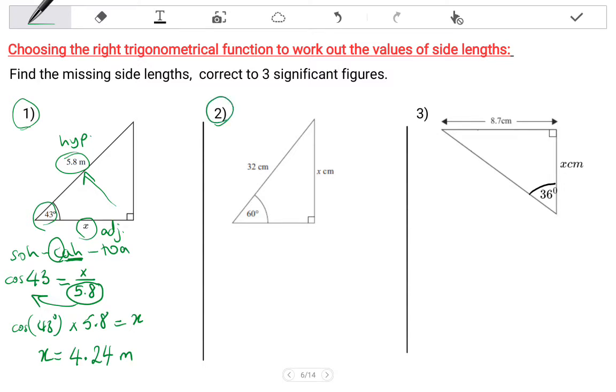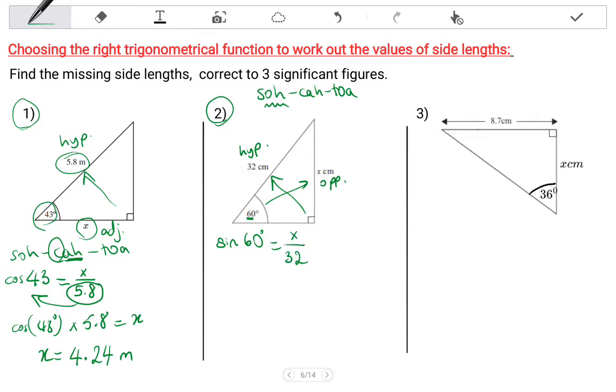Let's start with the second one. Again, a right angle triangle. The given angle is 60 degrees. The wanted one is the opposite side, and the given side length is the hypotenuse, and I'm thinking SOH CAH TOA. I have an angle, opposite side and hypotenuse, and sine is going to be useful in this question. So sine 60 degrees equals opposite over hypotenuse, which is x over 32.